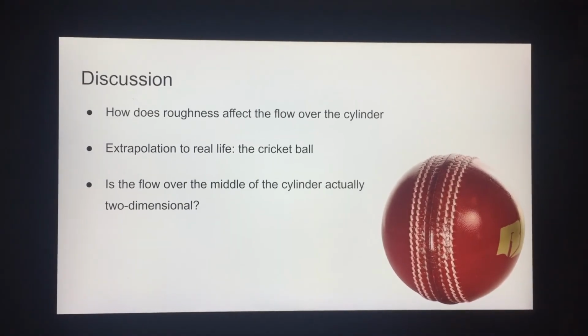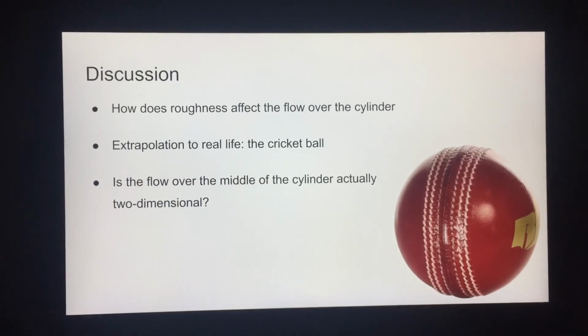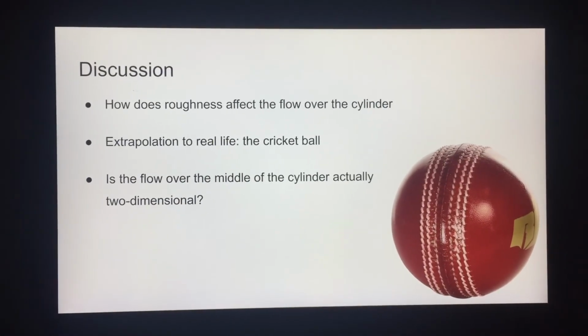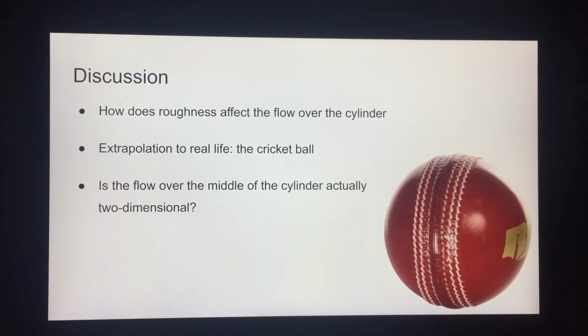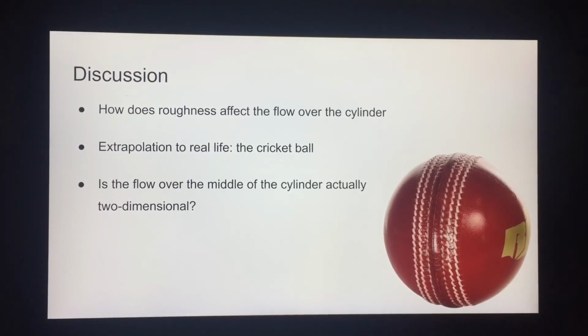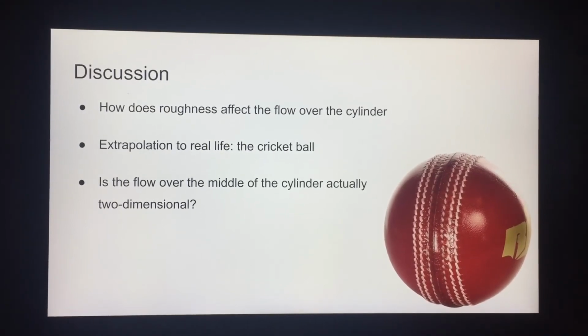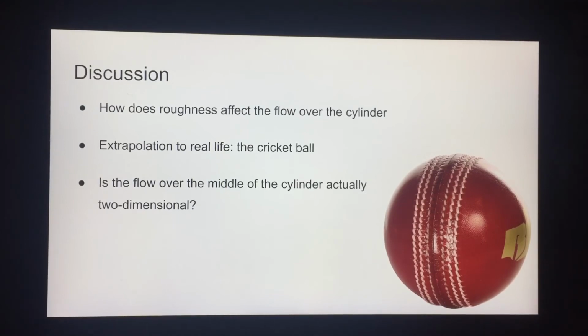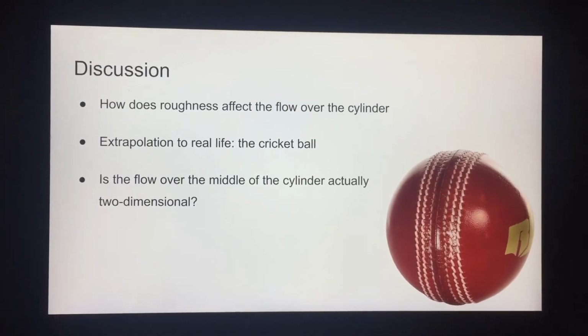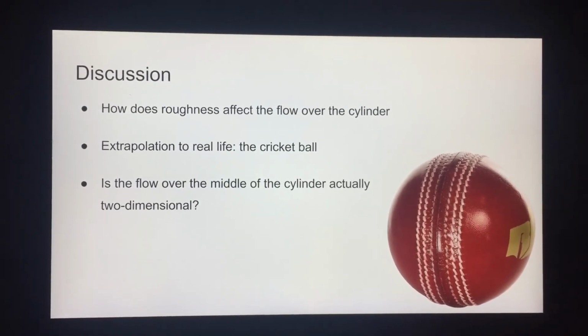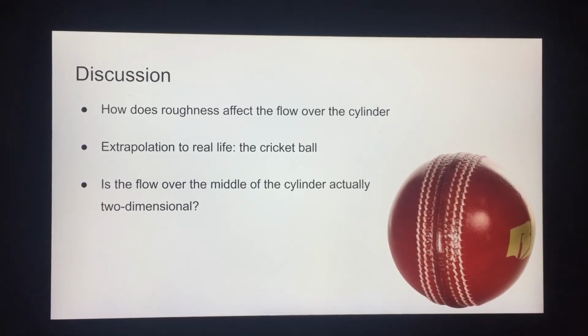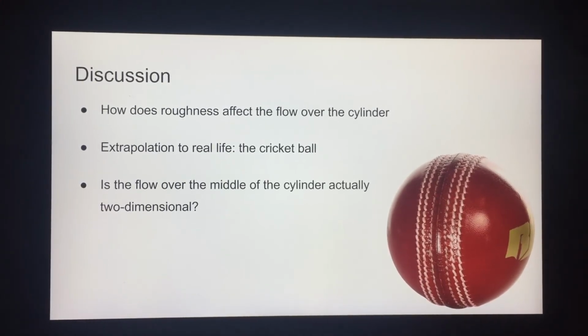One practical application of tripping the boundary layer can be seen in a cricket ball in the image on the screen. There's a seam around the circumference of the cricket ball, and bowlers use this to produce a sinking trajectory when they throw the ball. The seam trips the boundary layer, and if the bowler grips the ball in the correct orientation, the spin of the ball will produce a negative lift force.